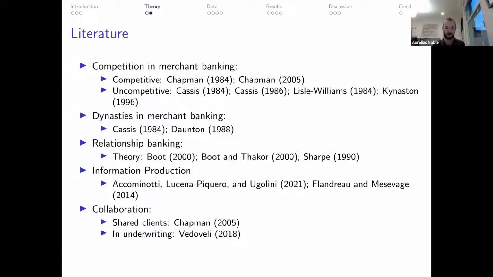Now, the other literature that I want to speak to is about relationship banking in merchant banking. So relationship banking is this idea that you have a financial intermediary investing in client-specific information, where that information can only really be generated through repeated interactions with that client. It goes beyond what is publicly available about that client, and perhaps most importantly, that information is soft information. It's not easily transferred between different banks.